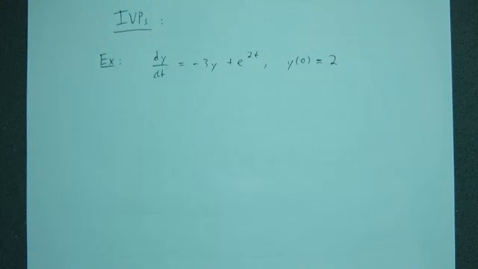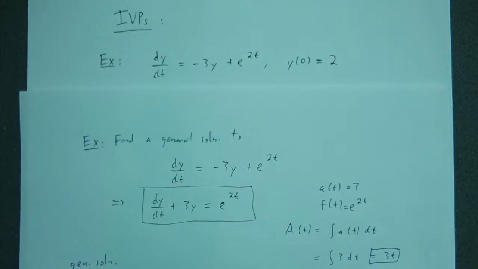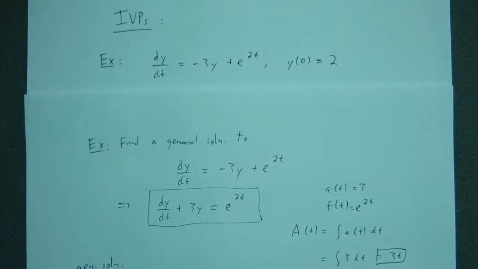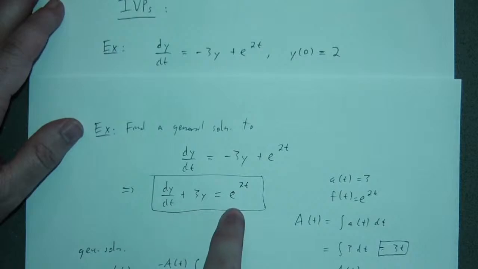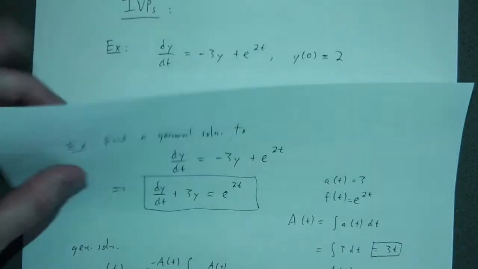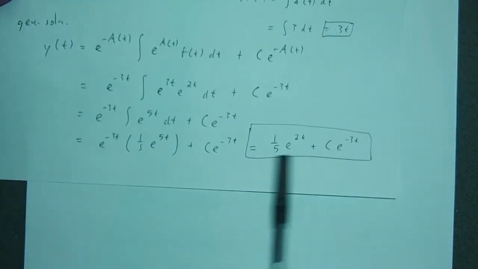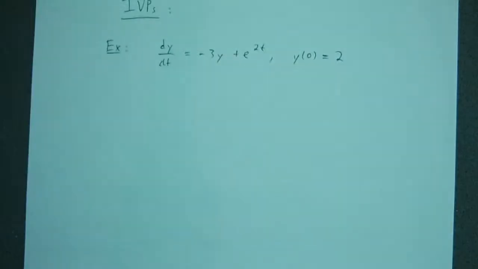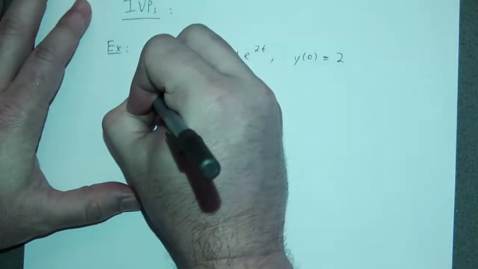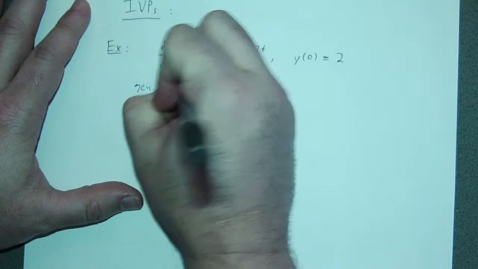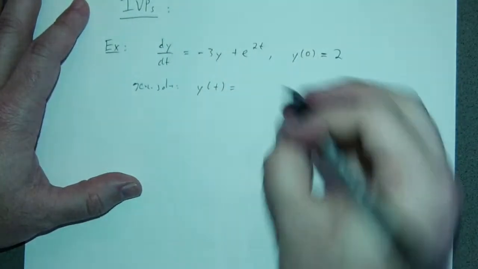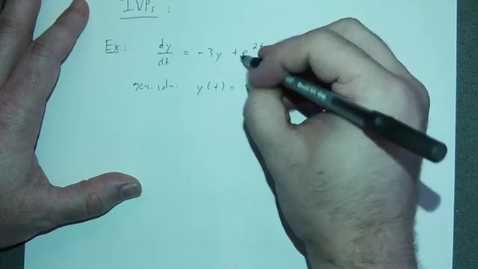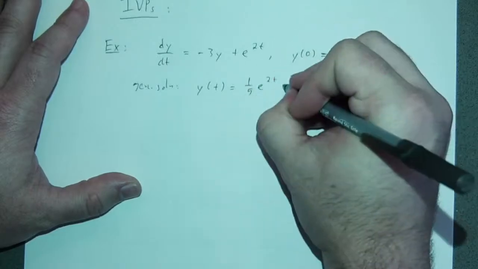Now you hopefully look at that and say, wait, we've done this already. In fact, this is our first non-homogeneous example. This is exactly what we solved here. Here was our equation, and we already found the general solution using our recipe. Our general solution is y of t is 1/5 e to the 2t.